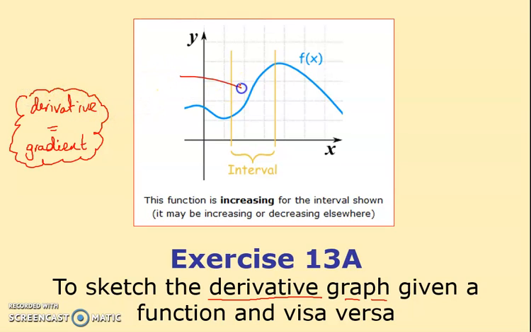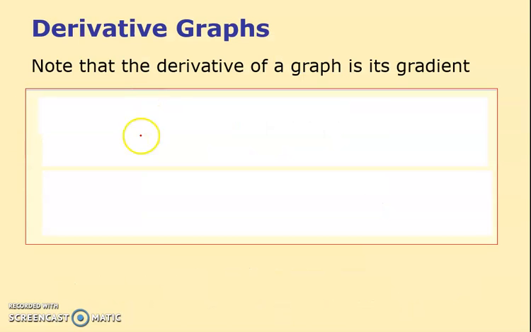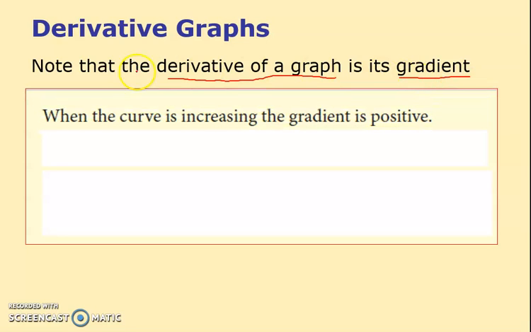So here, for instance, you can see its gradient is positive. Its gradient is positive because it's going up. It's an increasing function. So the gradient is greater than 0, therefore its derivative is greater than 0 in that little interval. So just get used to this word, derivative. Derivative graphs then. I'm just highlighting again, the derivative of a graph is its gradient. Bear that in mind. When the curve is increasing, here's an example of that.